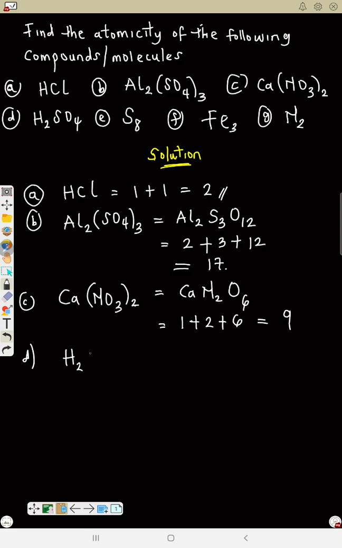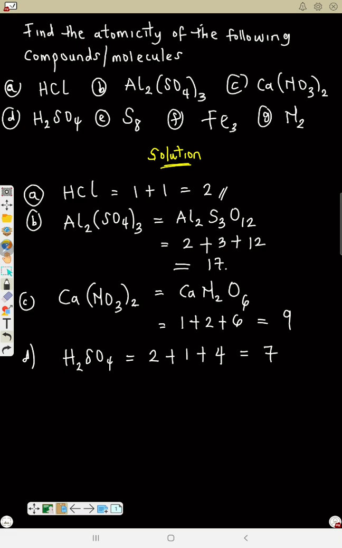Then D, H2SO4. Now this is sulfuric acid or tetraoxosulfate(VI) acid. But for now, let's proceed. The atomicity we need, not really the name. So now, how many hydrogen do you have here? 2. You see there is no bracket in this one, so we are good to go. Plus how many sulfur? We have 1. Plus how many oxygen? We have 4. So what is the total number of atoms? That is 7 atoms. That means the atomicity of H2SO4 is 7.